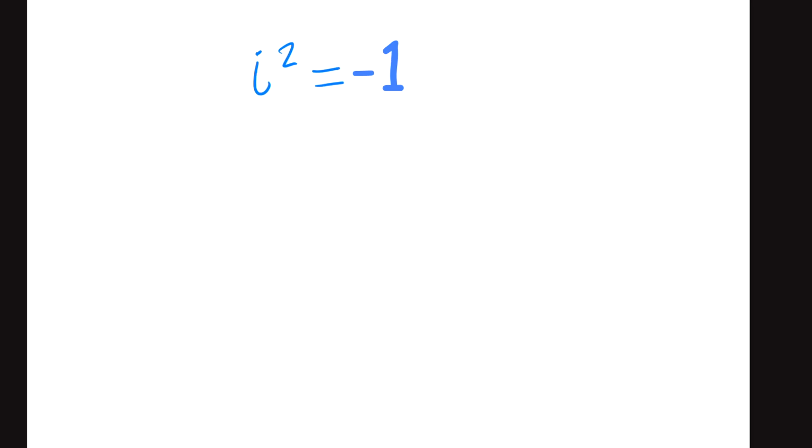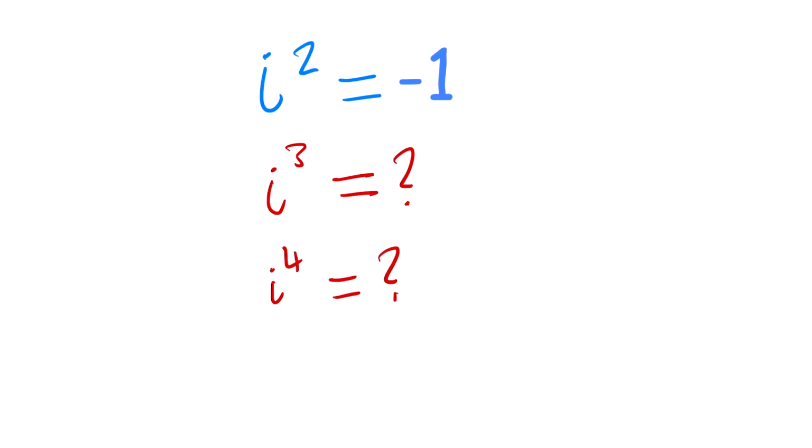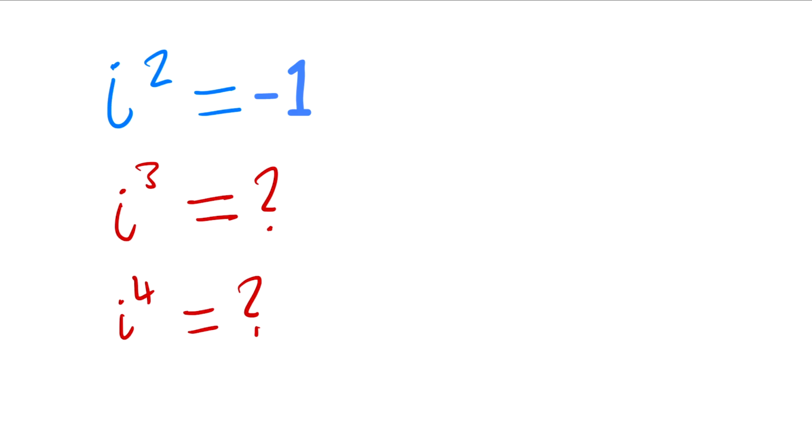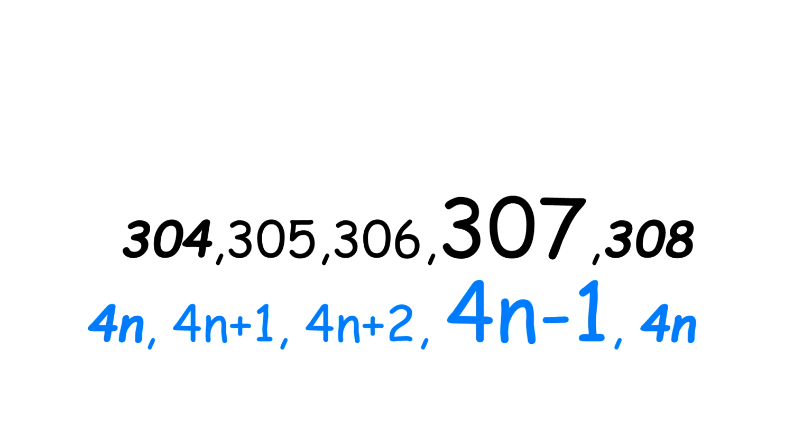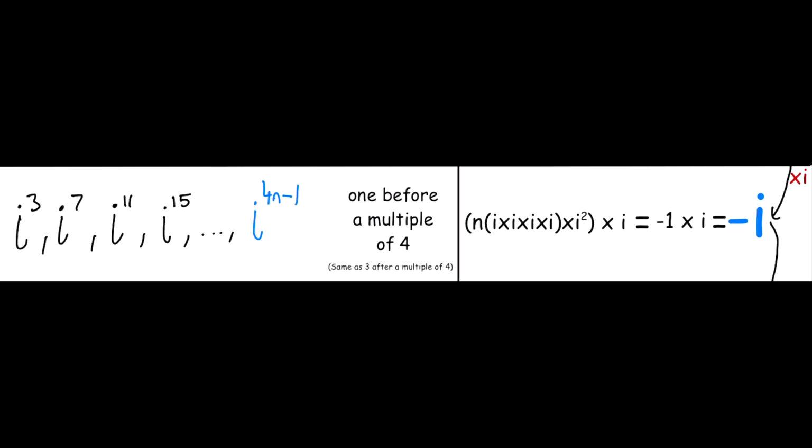Now sometimes you'll get higher than i squared, like i cubed, i to the 4, but all you've got to know is whenever i is raised to a positive power, you can either get i, minus i, 1 or -1. Okay, so here are the rules that show what powers give what. Fairly intuitive once you know that it follows a pattern of 4 and it just repeats. So now you can find out what i to any power is. So for instance, if I said i to the power of 307, 307 is 1 before a multiple of 4, so therefore it has to be minus i.